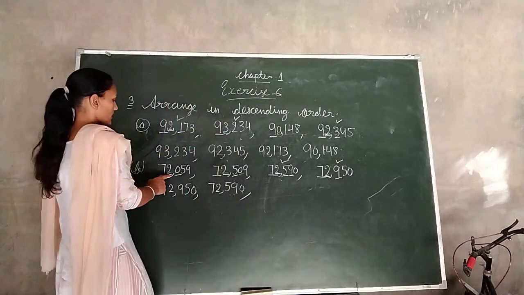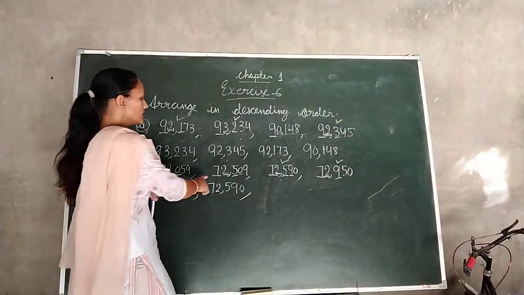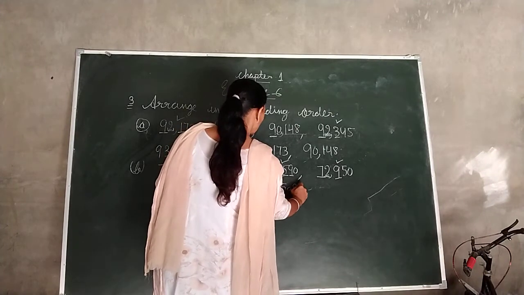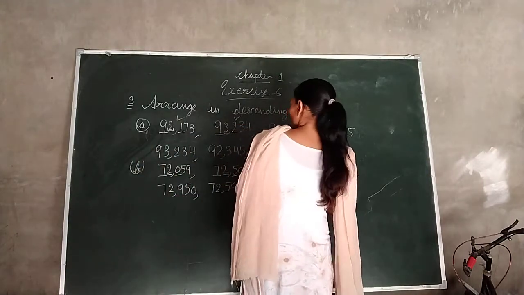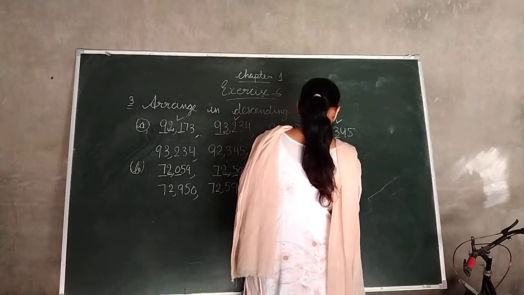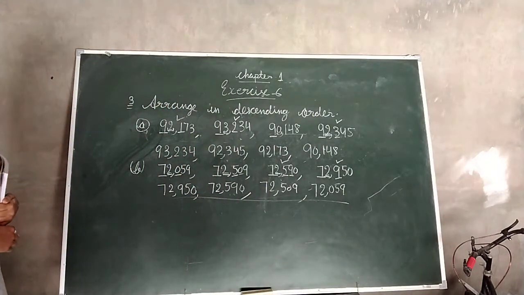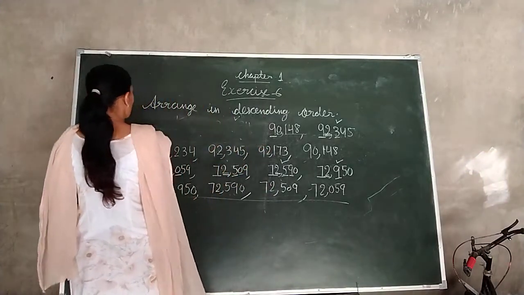Next, we have left with 2 numbers, and which is the greatest number? 72,509. Next, we have only one number, 72,059. Now these numbers are in descending order. Next, C part.